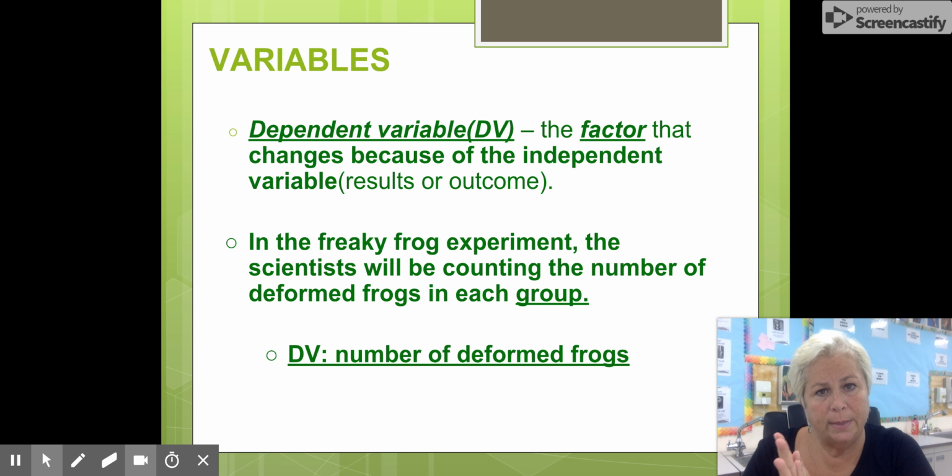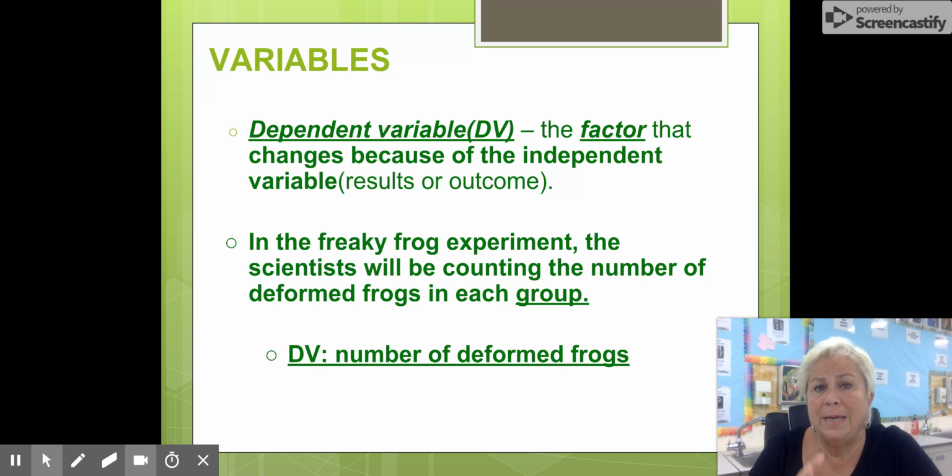The next variable that we need to talk about is the dependent variable. Now, the dependent variable is the factor that changes because of the independent variable. It's like the result or the outcome. So the independent variable, we're hoping, is the cause, and the effect is the dependent variable. So the scientists in this freaky frog experiment were trying to decide, right, if the amount of pollution was what was causing the deformities. And so their independent variable was the different amounts of pollution exposure, and their dependent variable is going to be the number of deformed frogs.